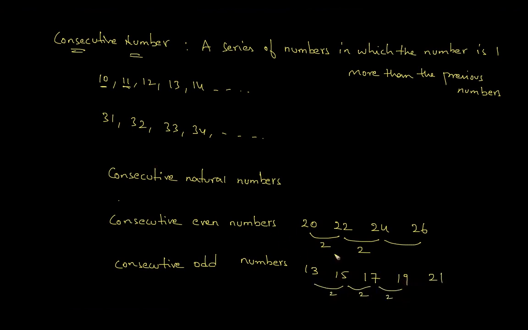The difference for the even numbers is 2. For consecutive odd numbers, the difference is also 2, but the numbers are odd. These are called the consecutive odd numbers, and these are called the consecutive even numbers. Now we see how we need to assume consecutive numbers.